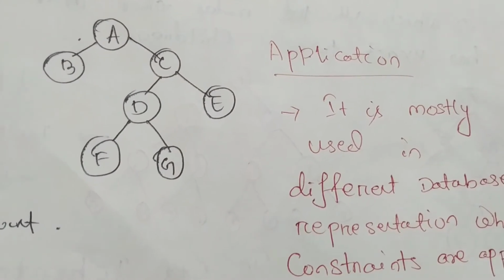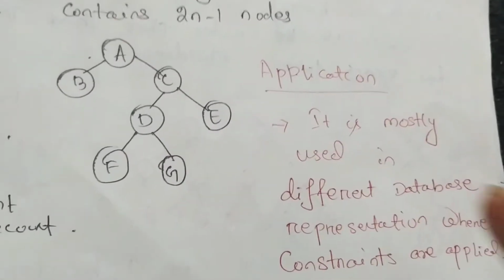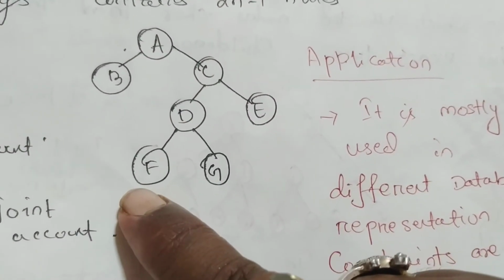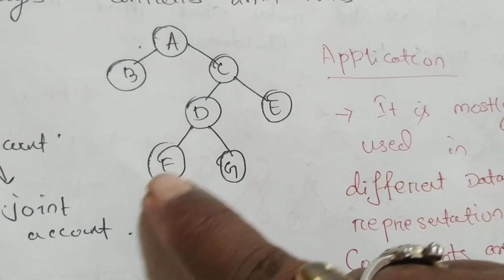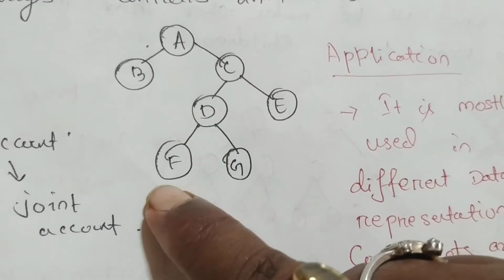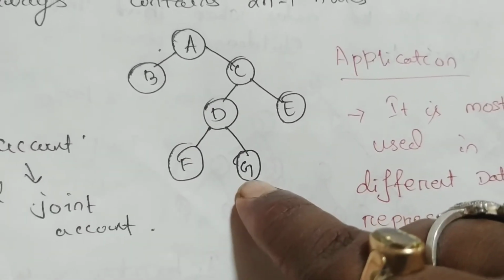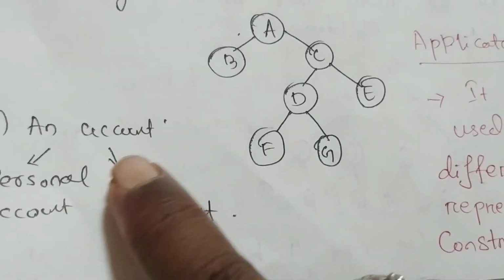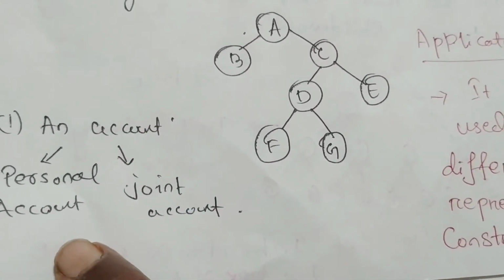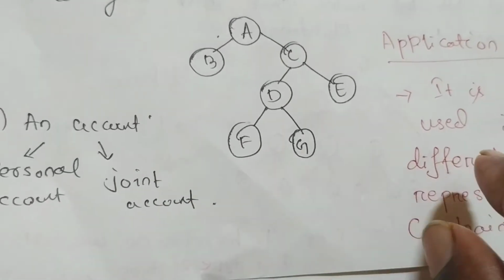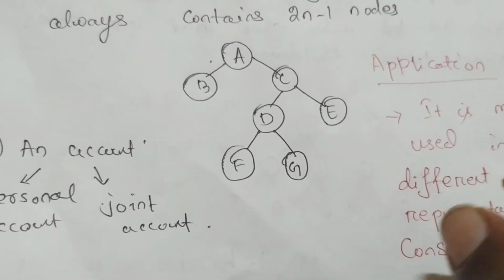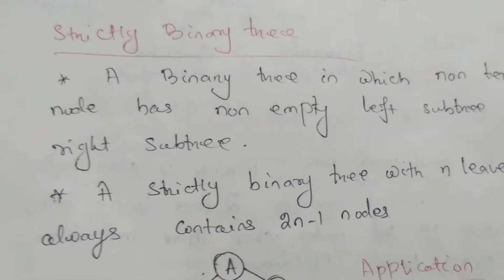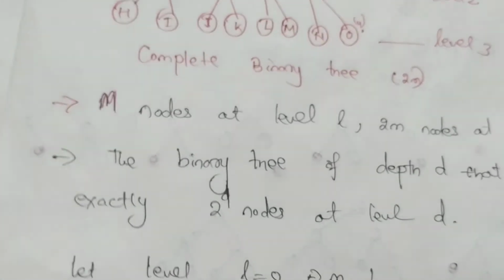Suppose this is the registration of a student, and the registration number of the student should contain the batch year and the department code, which means it is alphanumeric. And suppose this is the roll number, only numeric, so the left subtree and right subtree must be present. Suppose an account is divided into a personal account and a joint account. So when we give some constraints or rules, these are generally represented in a database with the help of a strictly binary tree. Hope you have understood this. Okay, the complete binary tree is finished.